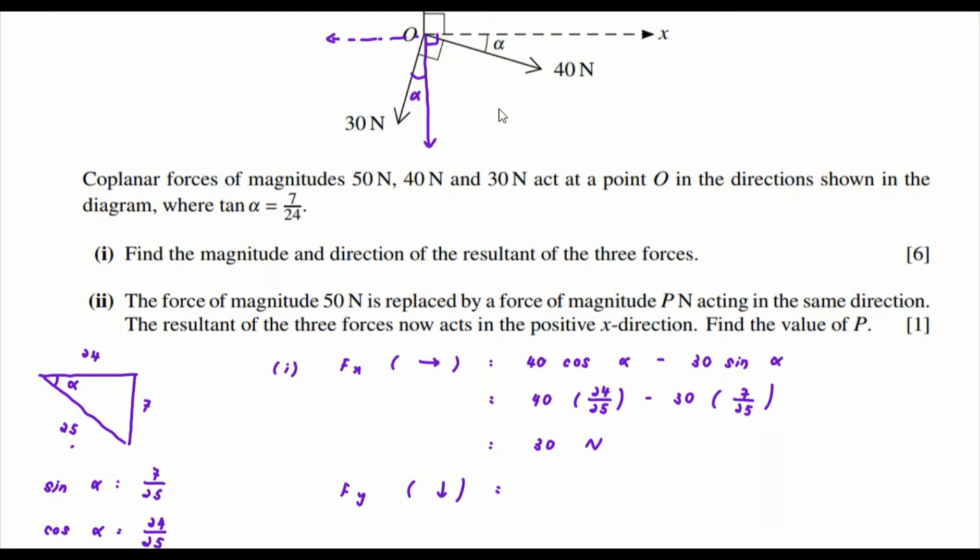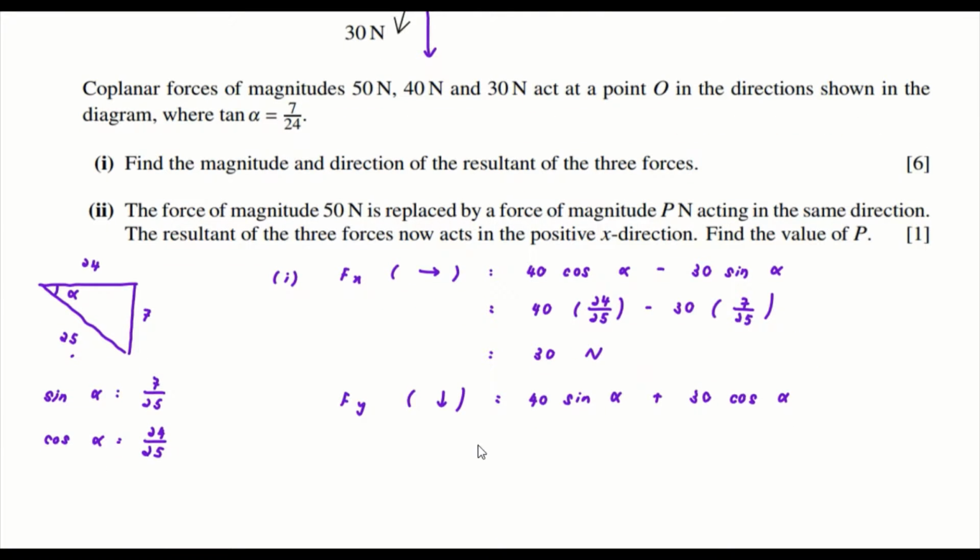which means that we can always start from 40 and 30 first. So 40 is going to be 40 sine alpha. And then for this one is going to be plus, so this is positive because now going down is our positive direction. So that's why plus 40 sine alpha. So what I have here is 30 cos alpha, because it touches 30.